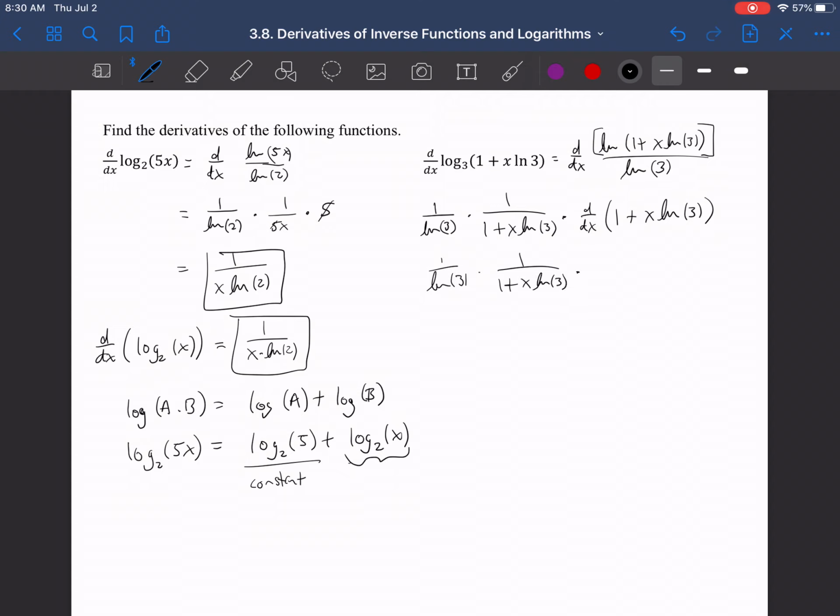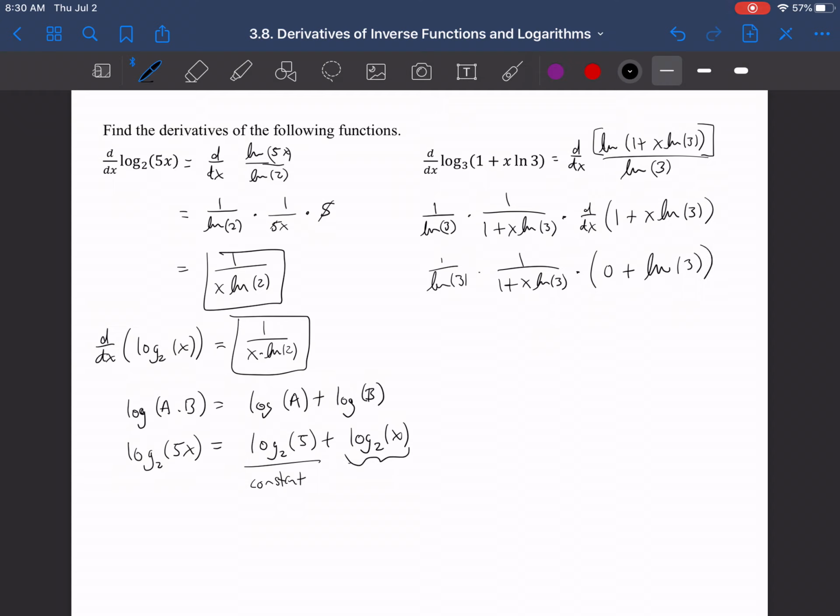times, now this derivative, well, the derivative of 1, that's a 0, plus the derivative of x ln of 3. Well, ln of 3 is a constant, so we don't worry about it. We're just doing the derivative of x and carrying that ln of 3 along. So this just becomes ln of 3, all right?